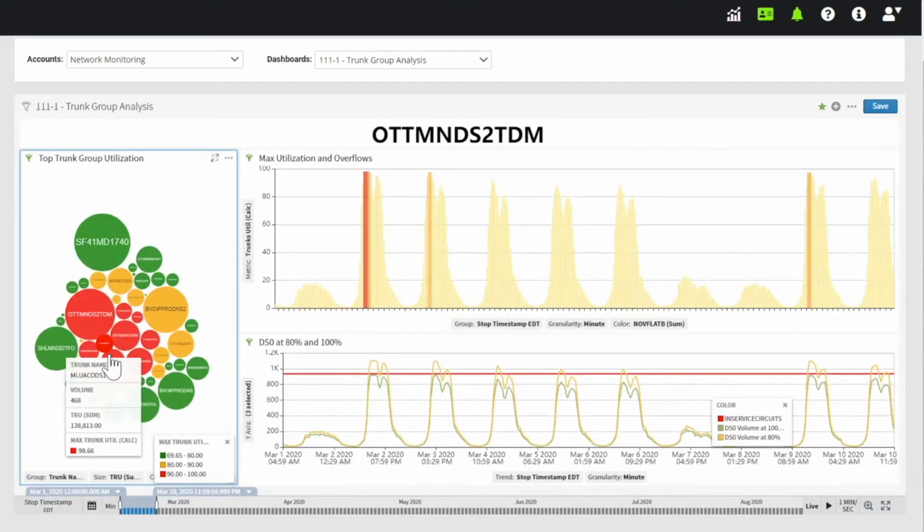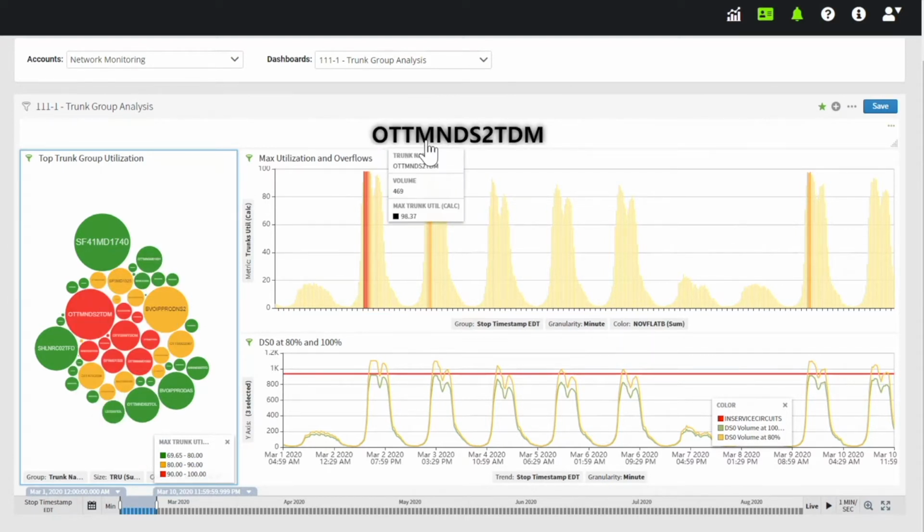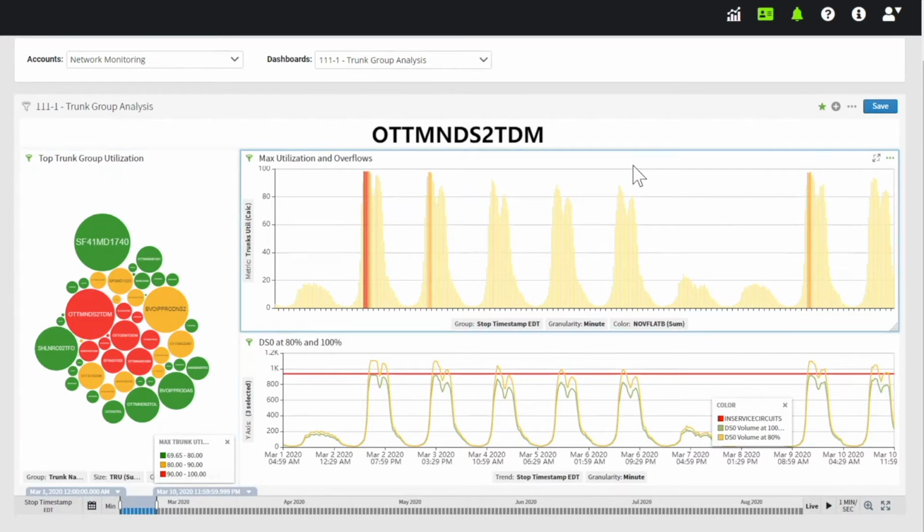So we use this as the control mechanism of managing the rest of the data as we dive into each individual trunk group. Up at the top, you see which trunk group is the focus of our filters that we've applied to the other two charts. This chart here is defining the utilization over time of the trunk group, and the red areas are when the trunk group actually went into overflows.